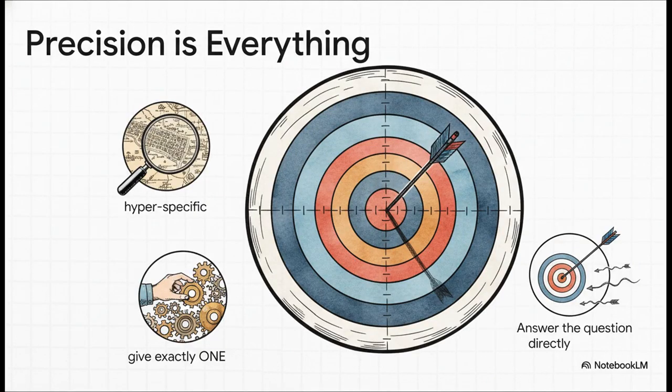For these no-stimulus questions, precision is your best friend. Get right to it. Answer the question in your very first sentence. If it asks for one reason, just give your best one. Don't throw a bunch of stuff at the wall. And be hyper-specific. Don't just say, the economy grew. Tell me how it grew. The construction of the Erie Canal connected eastern markets to western farms. See? That's the kind of detail that gets you the point.